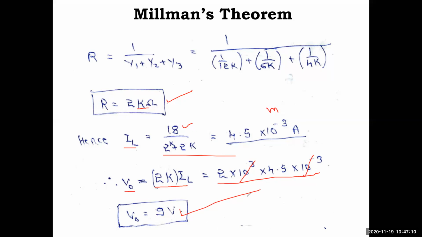In the next video we will try to solve some more problems on Millman's theorem, but it is not resistive. It will have a complex network. It may have reactive capacitance or reactive inductance values. Along with that we have to solve. For that you require the calculator help there. In the J form it will come, so you have to convert it into J form, rectangular form. That part we'll be seeing in the next video.